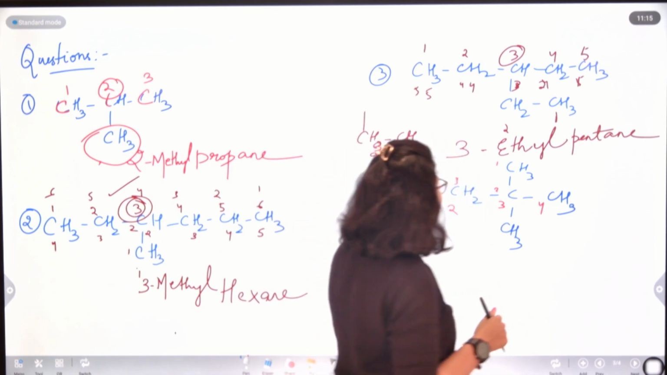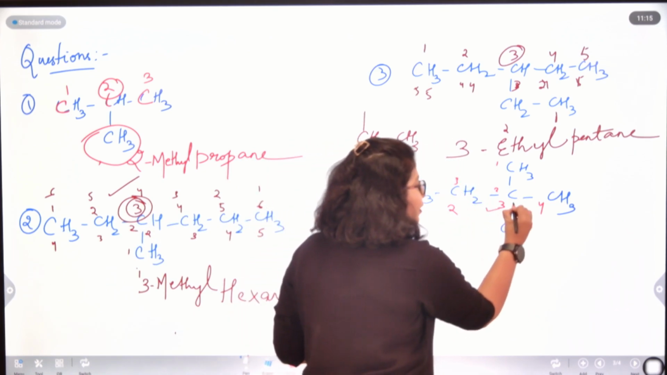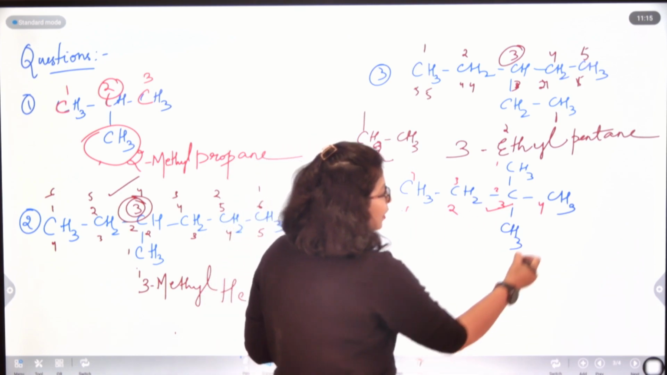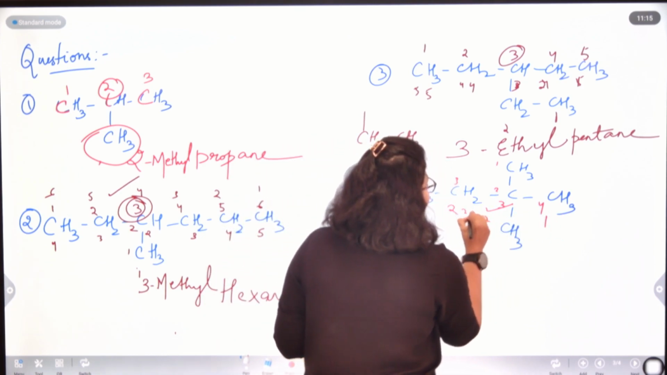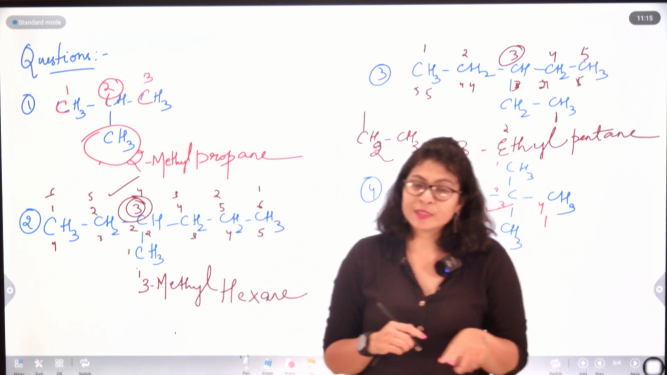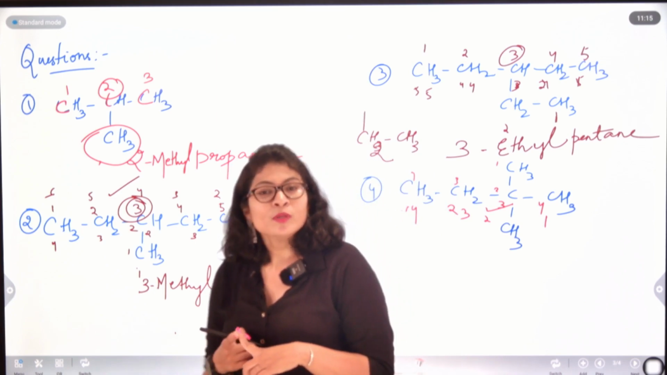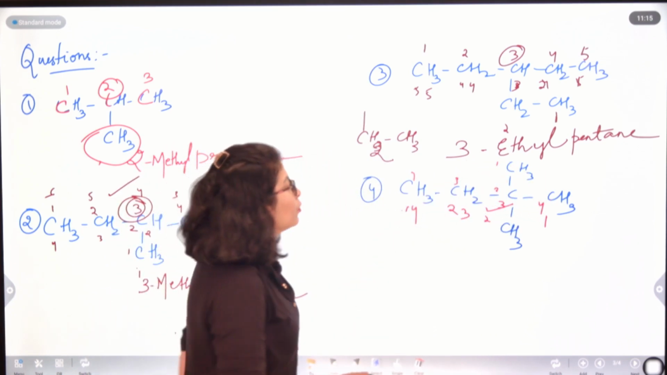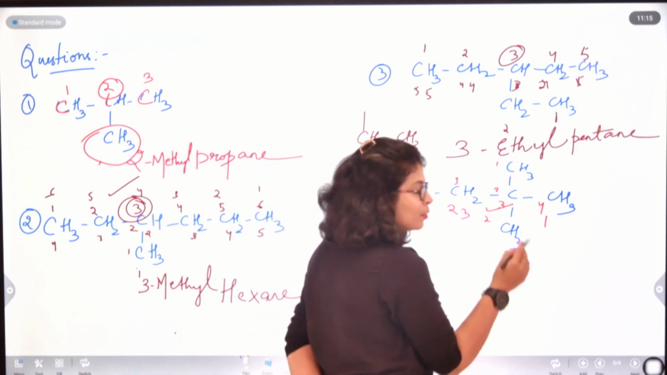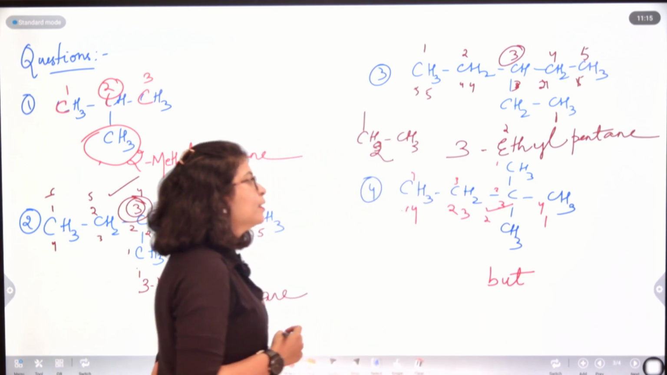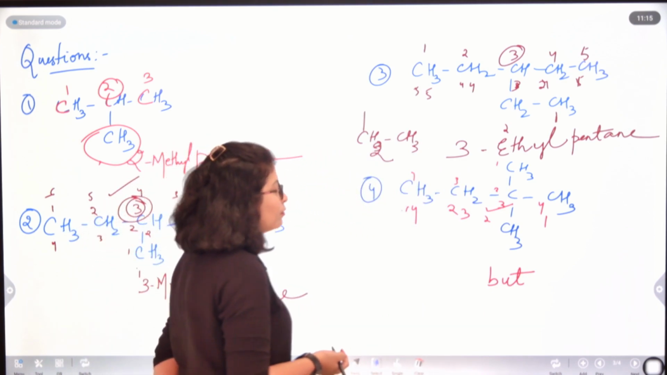If I go this way, I get my branching at the third carbon atom. But if I move from the opposite side, then I get my branching at the second position. So the wisest thing to do as per IUPAC is giving the minimum number to the branched carbon. That means I'll go by the second carbon branching. Here I have 4 carbon atoms. The word root that follows here is but. And as all carbon atoms are singly bonded, it will be butane.